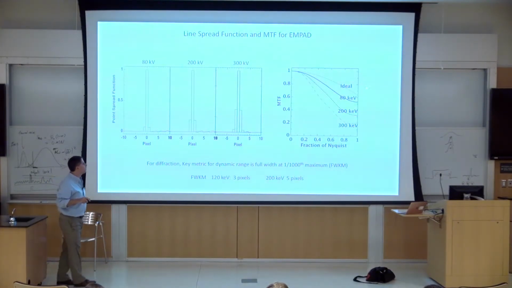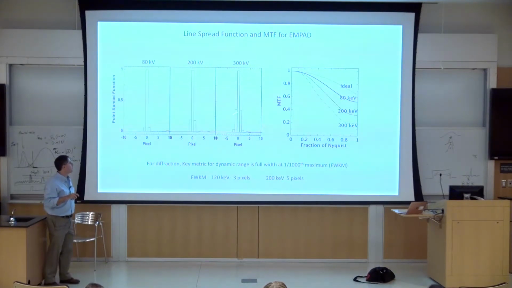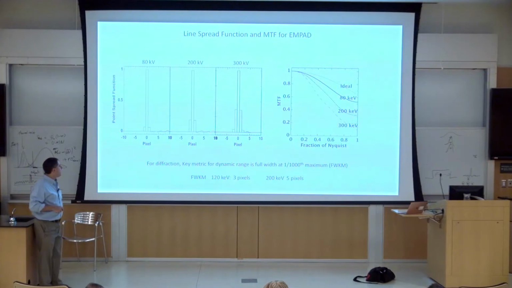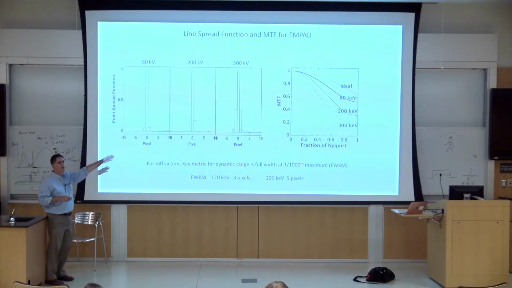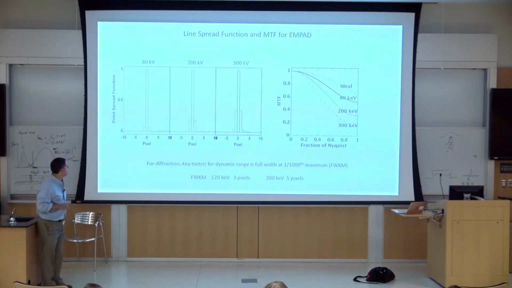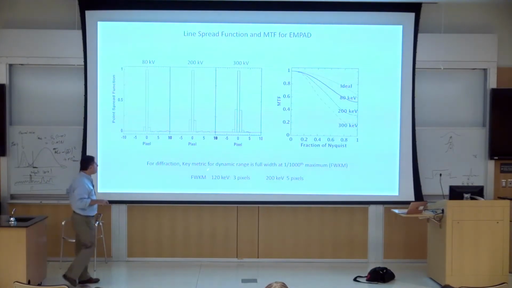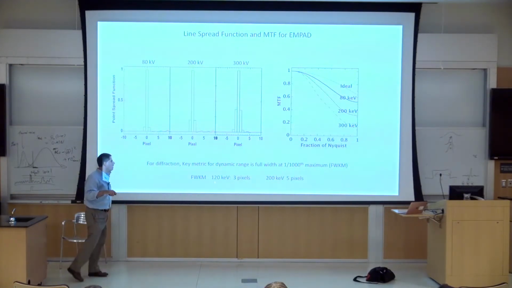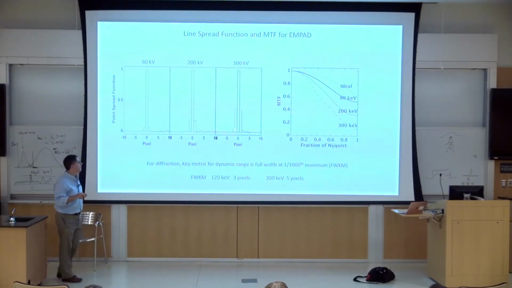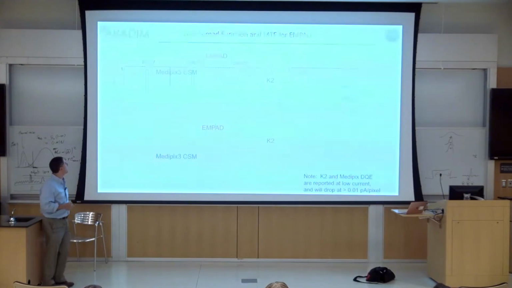MTF is pretty good. It's close to ideal at 80 kilovolts. At 300 kilovolts, there's a little bit more blurring going on. The other detectors just can't even work at those voltages. So, you know, we sometimes say, well, that looks blurry, and they say it's blurry, but it still works. The other one is the full width, the hundredth maximum, which is what you need for diffraction work, and it is very, very tiny because the electrons don't get to travel a long distance in silicon.